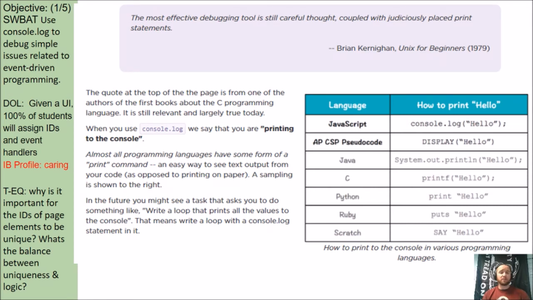So when you use console.log, we say that you are printing to the console. Almost all programming languages have some form of a print command, an easy way to see text output from your code, as opposed to printing on paper. So a sampling is shown to the right. And in the future, you might see a task that asks you to do something like write a loop that prints all the values to the console. That means write a loop with console.log statement in it.